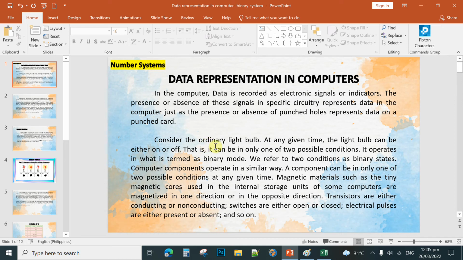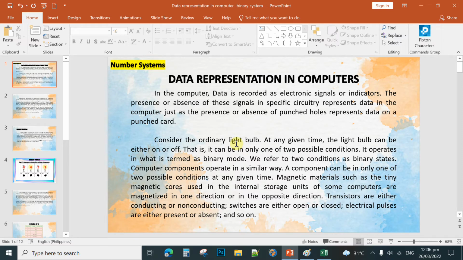In this video, I'm going to explain to you data representation in computers. Data are actually raw facts. Examples are letters of the alphabet, numbers from 0 to 9, and so on. In the computer, data is recorded as electronic signals or indicators. The presence or absence of these signals in a specific circuitry represents data in the computer, just as the presence or absence of punch holes represents data on a punch card.